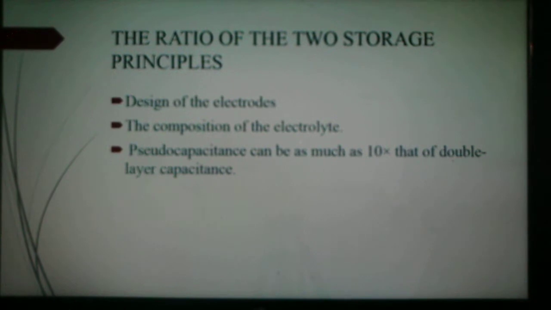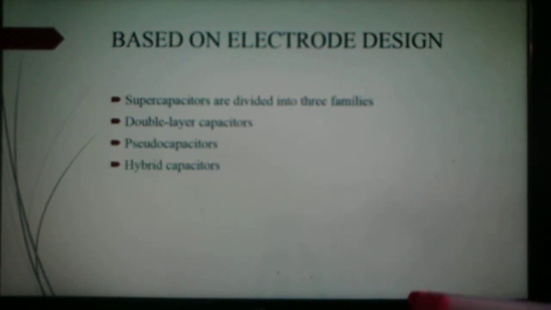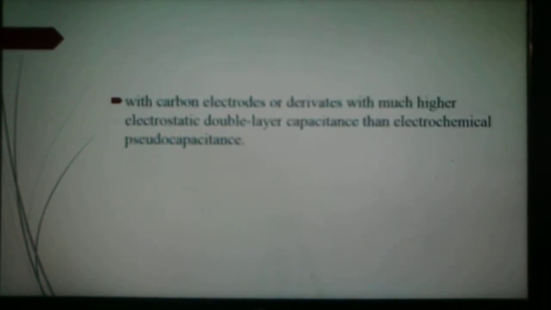The ratio of the two storage principles can vary depending on two factors: the design of the electrodes and the composition of the electrolyte. The pseudo capacitance can be as much as 10 times the double layer capacitance. Based on electrode design, the supercapacitor is classified into three types: double layer capacitors, pseudo capacitors, hybrid capacitors.